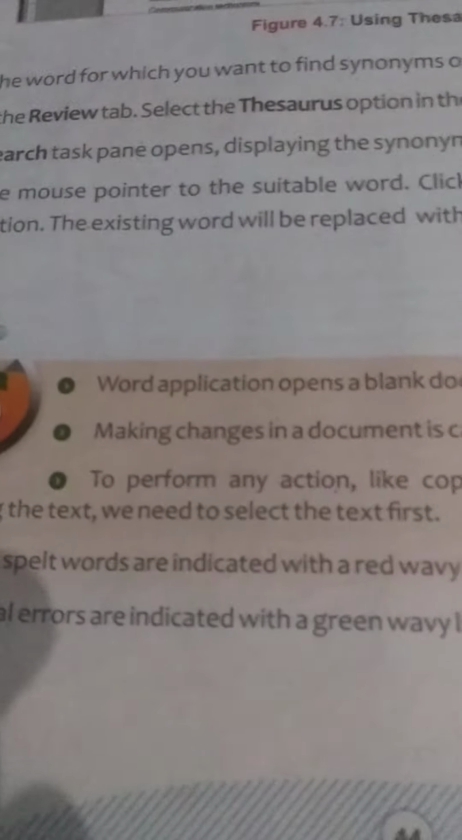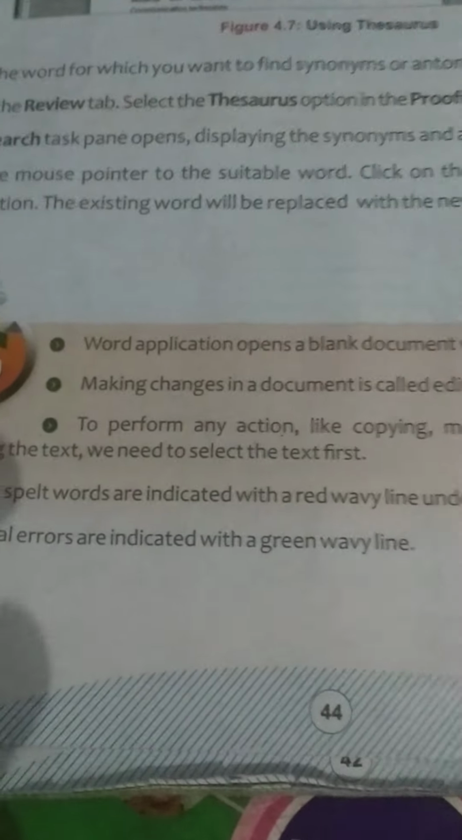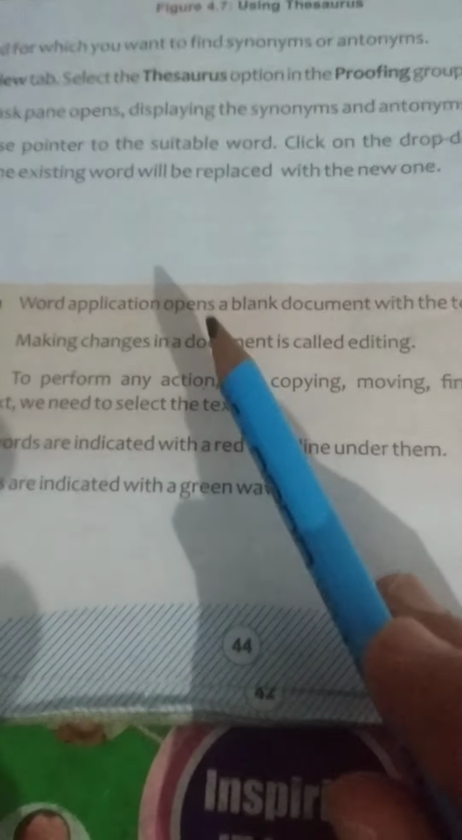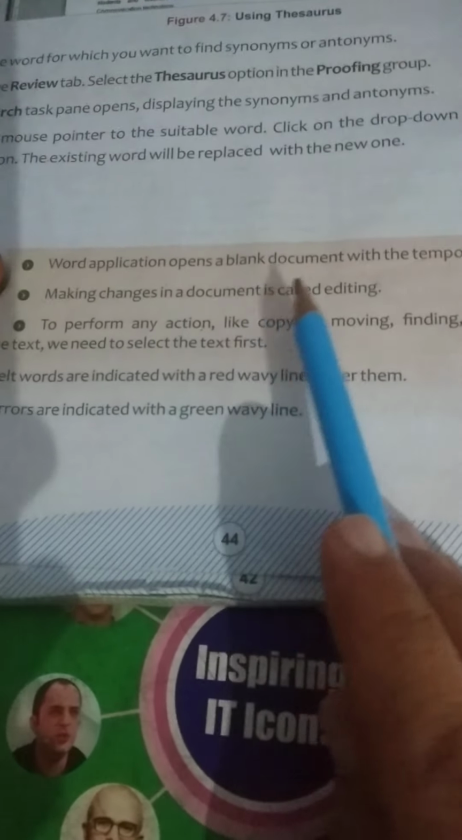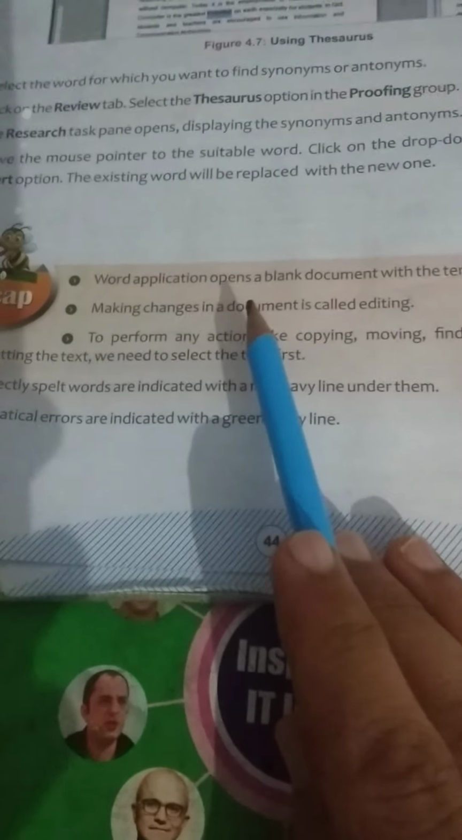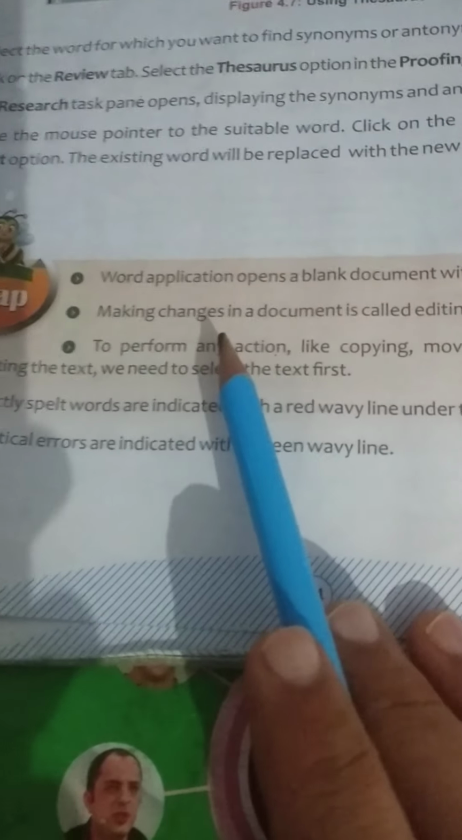Now recap of this chapter. What is the meaning of MS Word? The MS Word application opens a blank document with the temporary name Document1. When you open MS Word, it always opens a blank document with the temporary name Document1. You can save your file, then you can provide a name.